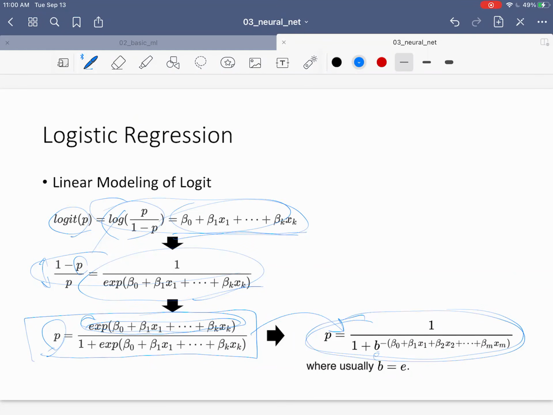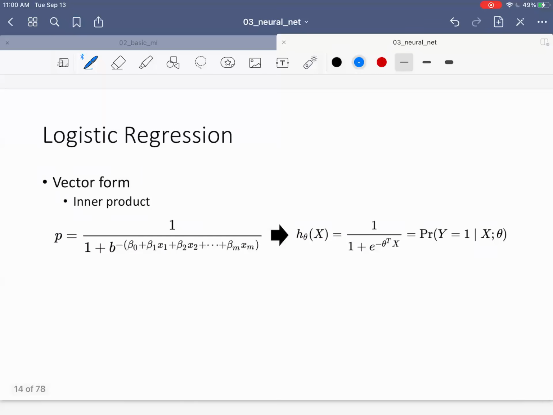So far, so good, right? And then if you convert it into a vector form, then you get this. So the betas have become theta here. It's the same thing, all the betas as a group, we just call it a theta, a trainable parameter. And then you have your input x.